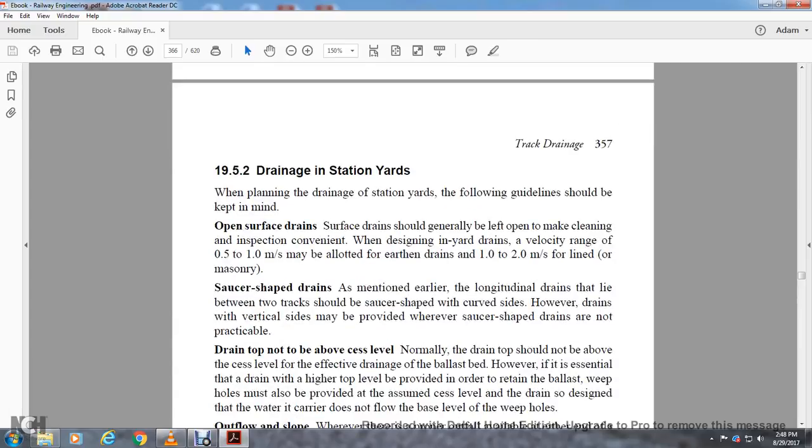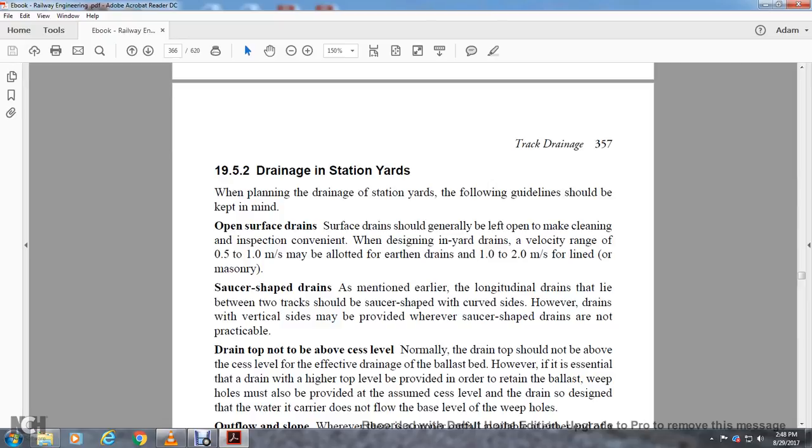19.5.2 Drainage of station yards. When planning the drainage of the station yard, the following guidelines should be kept in mind. Open surface drains. Surface drains should generally be left open for convenient cleaning and inspection when designing the yard drains. A velocity range of 0.5 to 1 meter per second may be allowed for earth drains, and 1 to 2 meters per second for masonry drains.